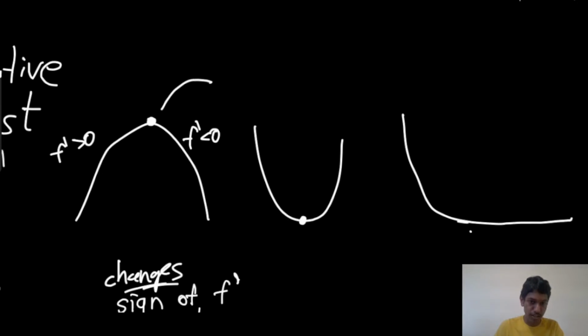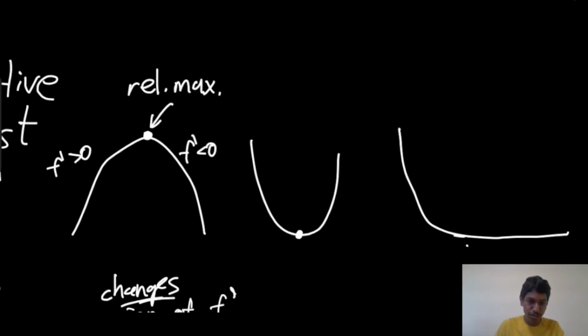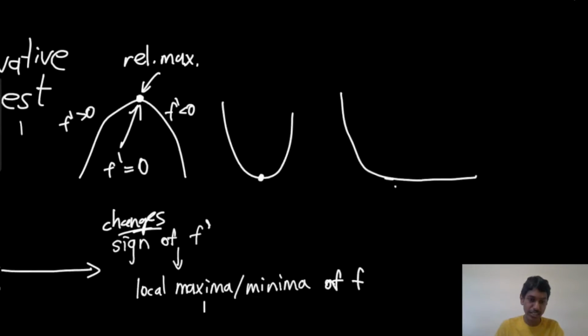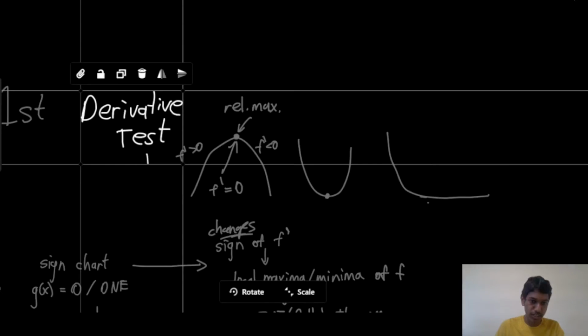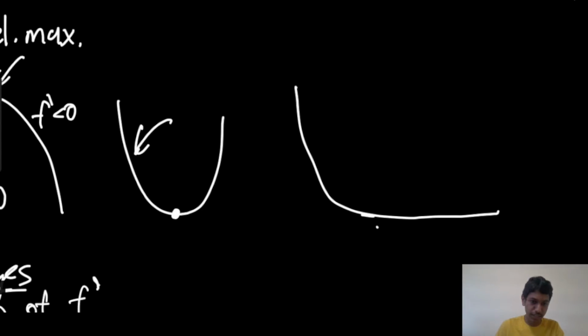Now, this point, we say, is a relative maximum, right? And so what you can see here is that if the first derivative is 0, then there is a chance for the function to be a relative maximum at that point. Likewise over here, we can see kind of an analogous thing, except this time we're decreasing and then increasing. And right here, we've got a derivative of 0.